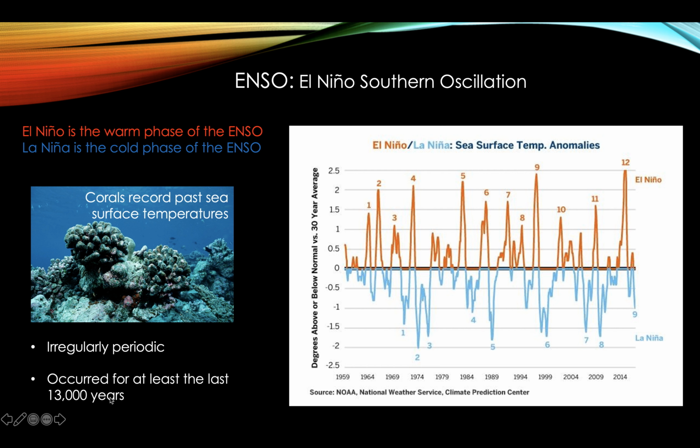Scientists know that by studying corals, because corals actually can record the past sea surface temperatures for when they were alive. So scientists use them as sort of like paleoclimate fossils. So we know it's a natural event that is related to a type of heartbeat of the Pacific Ocean.